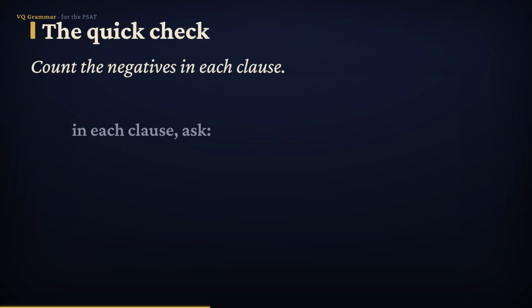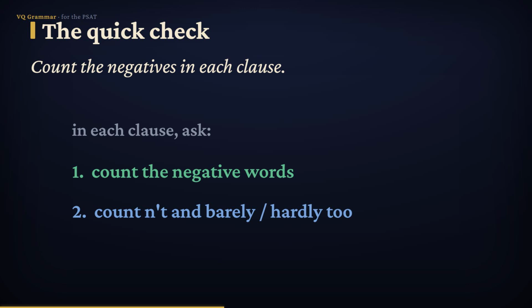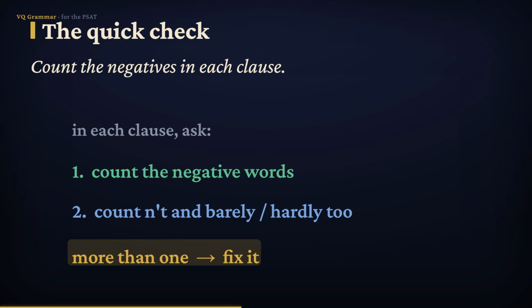So here's your quick check for any sentence. In each clause, count the negative words. And don't forget the hidden ones. Every N'T counts, and so do barely, hardly, and scarcely. If you count more than one negative in a single clause, you've got a double negative. So fix it. Either drop one or swap one for a yes word. One negative per clause. Let's try a few.